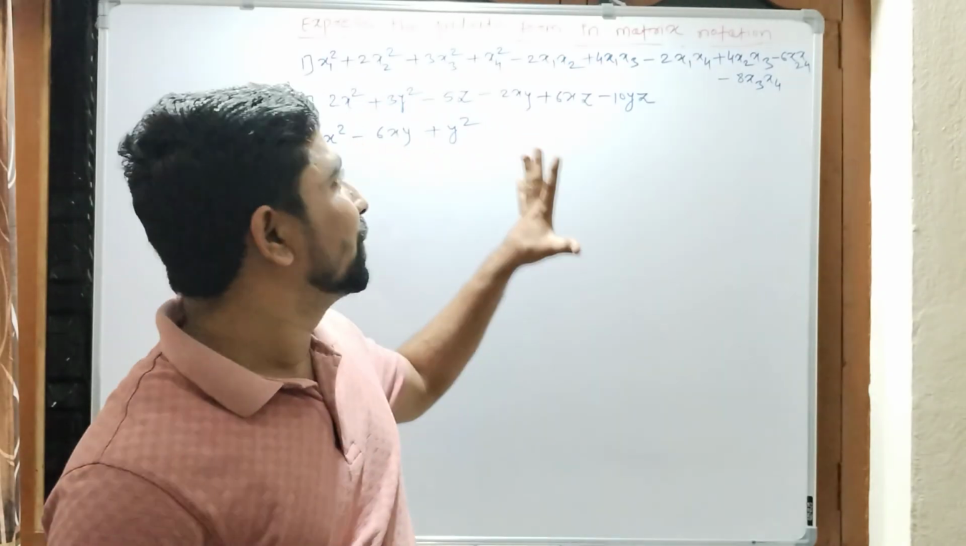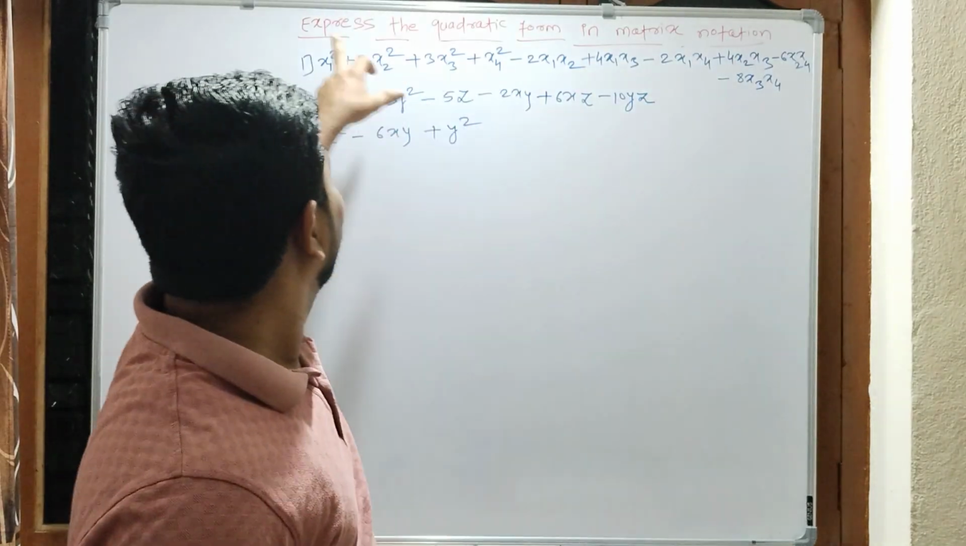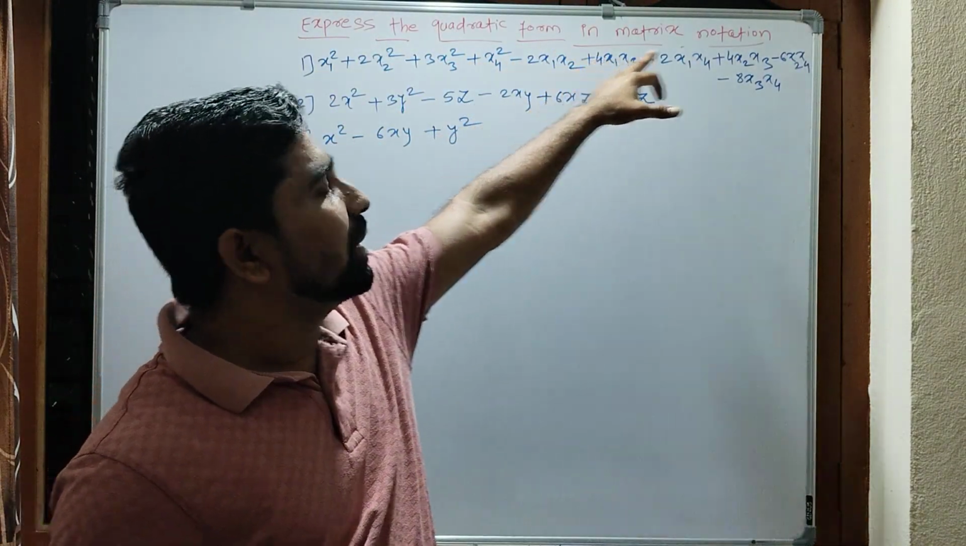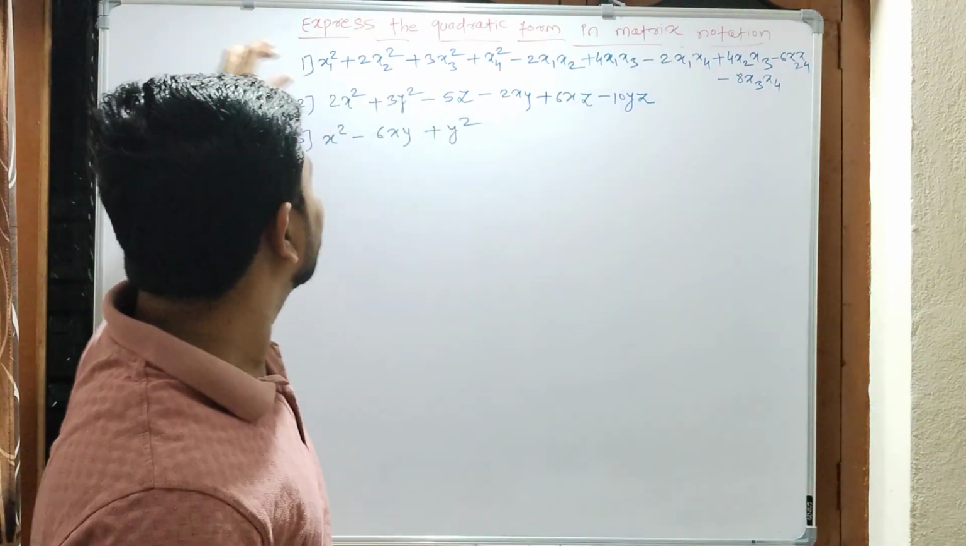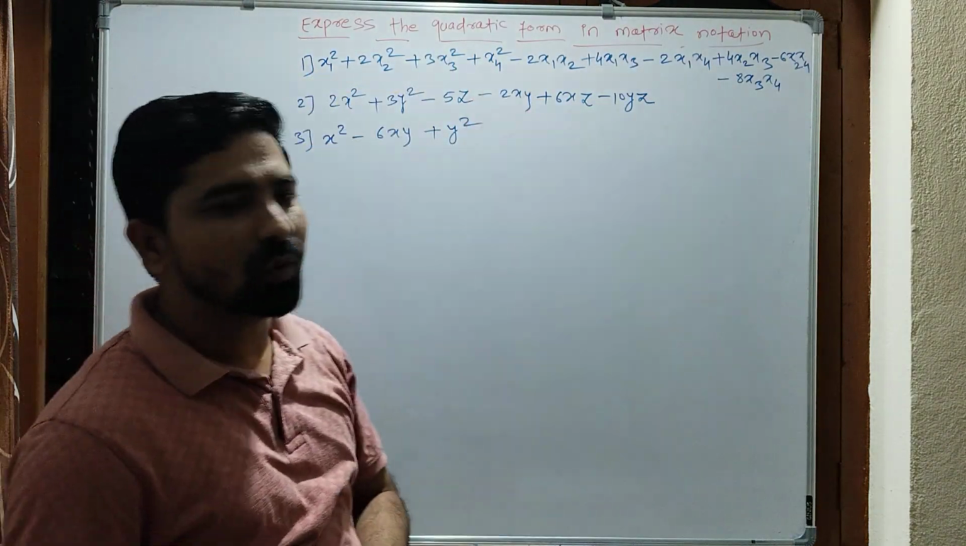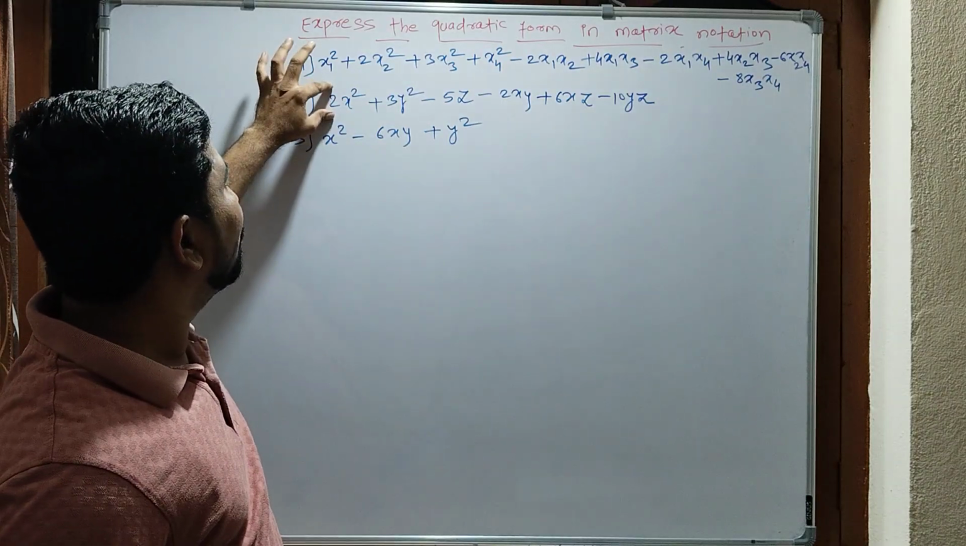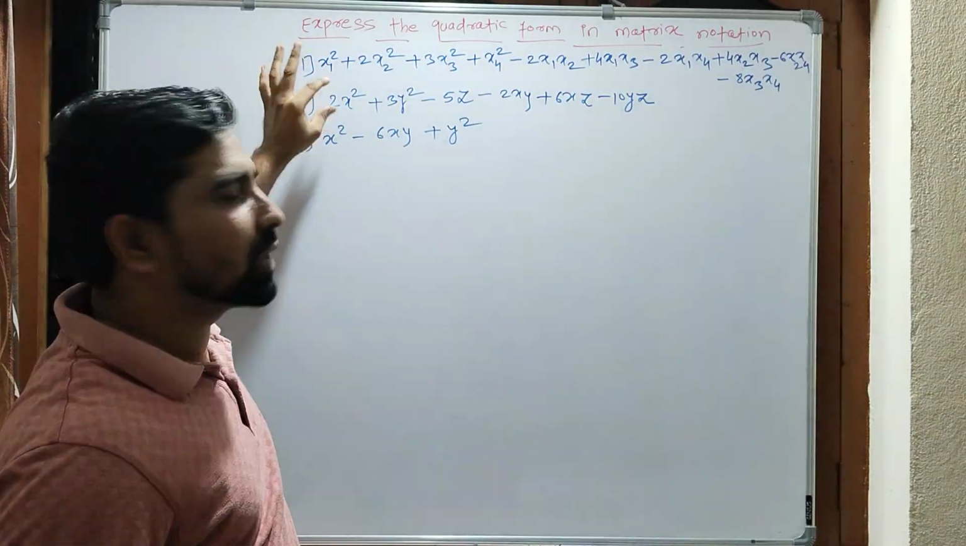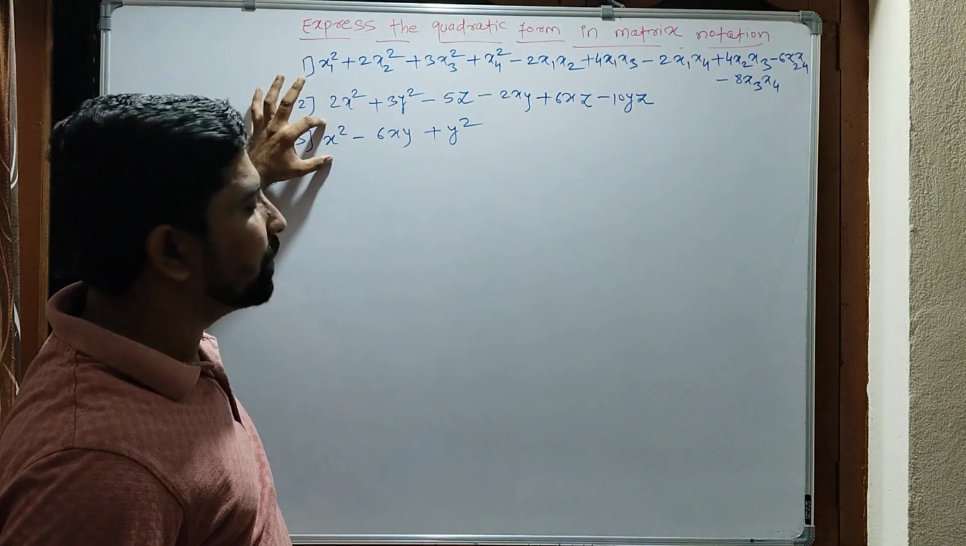Hi friends, in this video we are going to learn how to express the quadratic form in matrix notation. Here this is the quadratic form in 4 variables x1, x2, x3, x4. This is the quadratic form in 3 variables x, y, z, and this is the quadratic form in 2 variables.